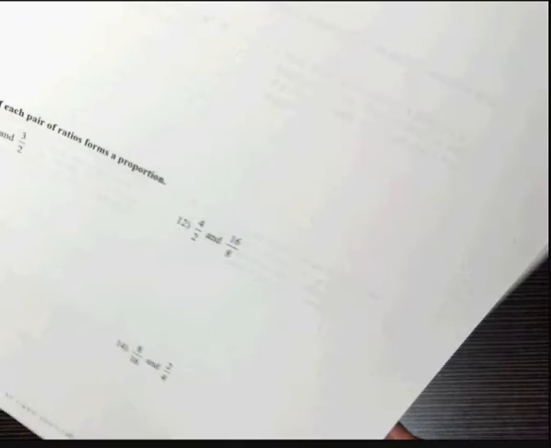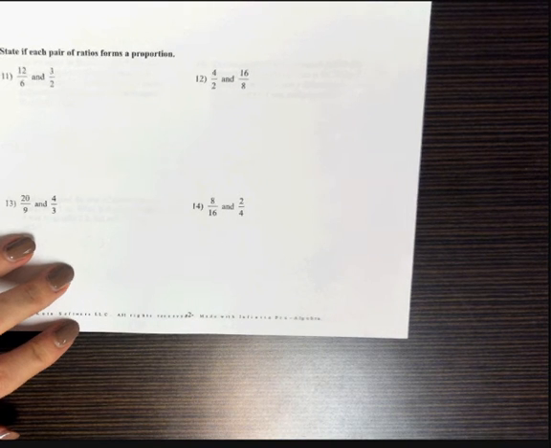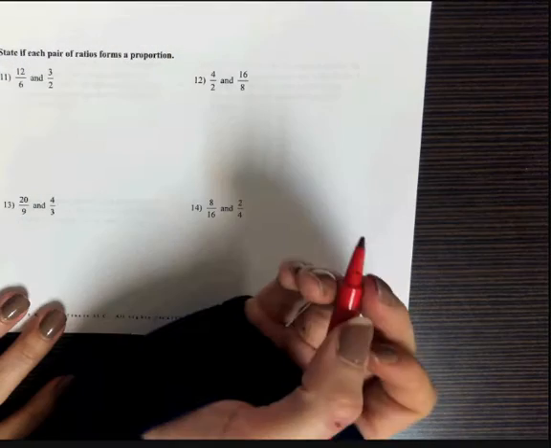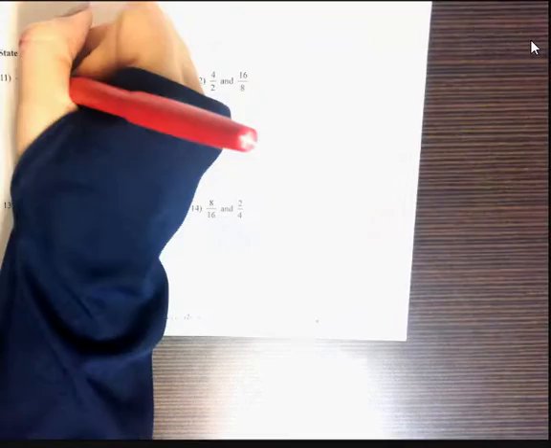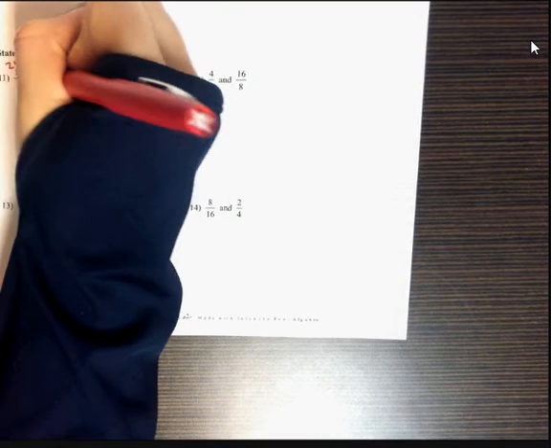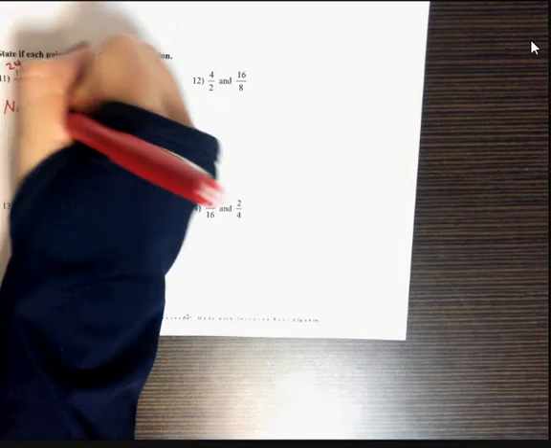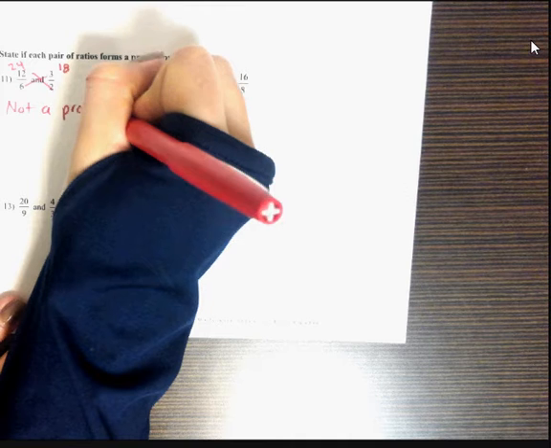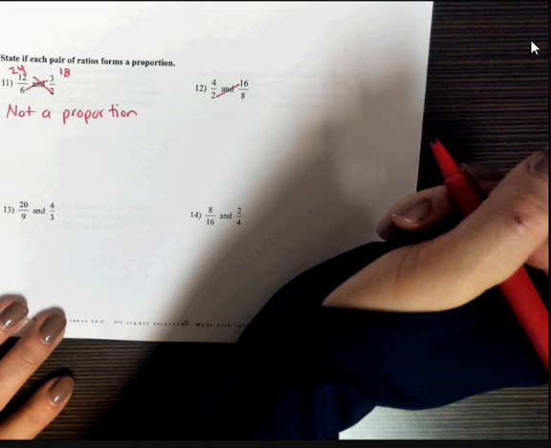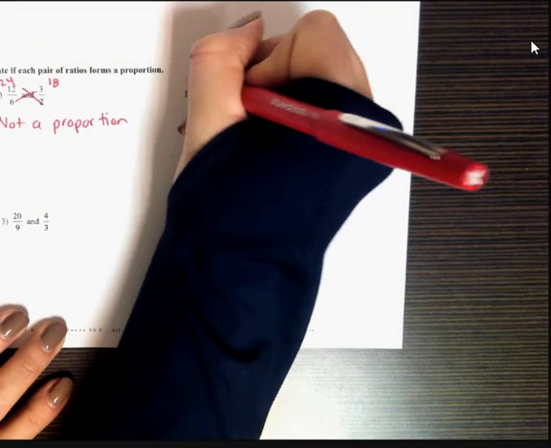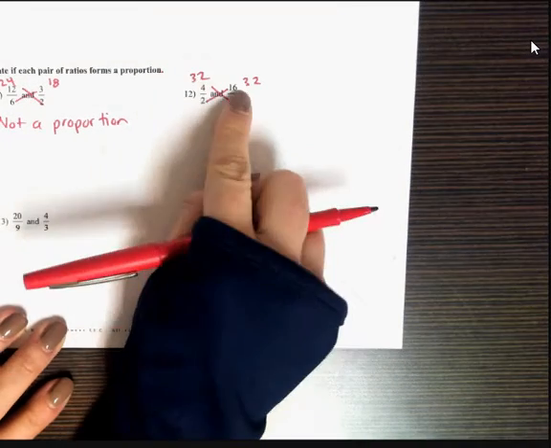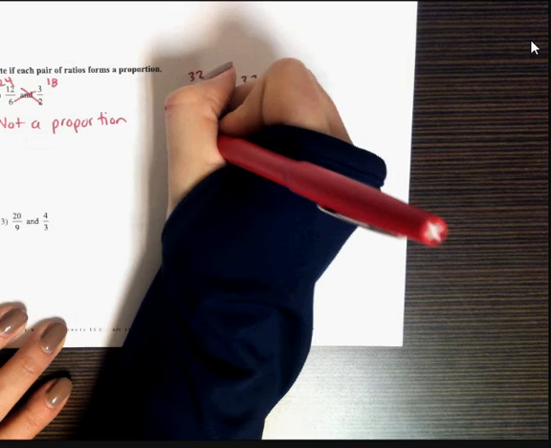Okay, for the next part, you're going to actually prove whether or not your ratios form a proportion. All you have to do is cross multiply. 24, 18. Are these cross products equal? No. So it's not a proportion. When I look at this one though, 2 times 16 is 32. Oh, 4 times 8 is 32. When my cross products are equal, it is a proportion.